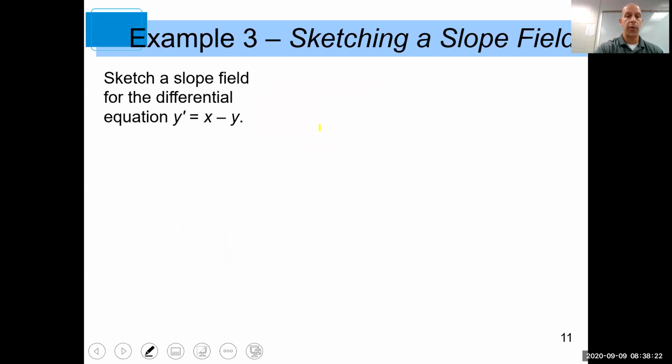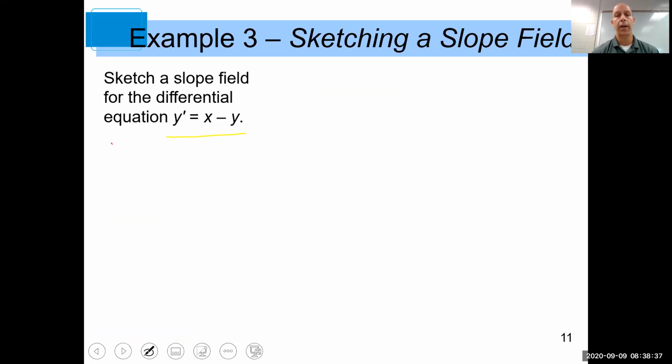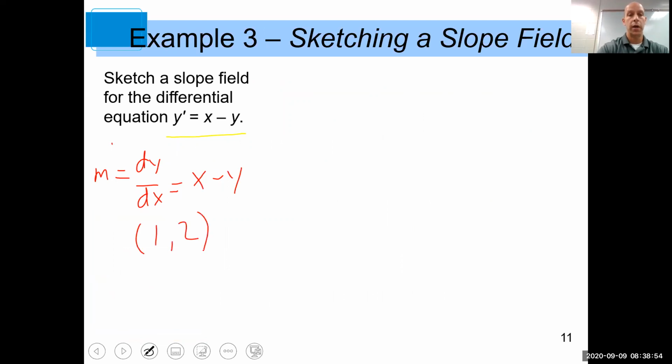So let's just look at an example here, and I've already produced this slope field using technology, but suppose you're asked to create or sketch a slope field for the following differential equation: y prime equals x minus y. So what this is saying is m, the slope of the curve, or dy/dx, is equal to x minus y. So if I wanted to find an example, I could use, let's say, the point 1, 2. So what would dy/dx at (1, 2) be? Well, dy/dx would be 1 minus 2, which is -1.